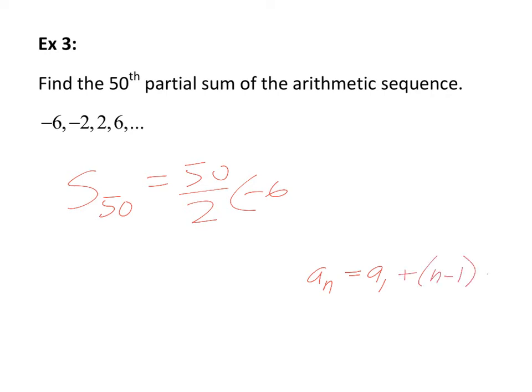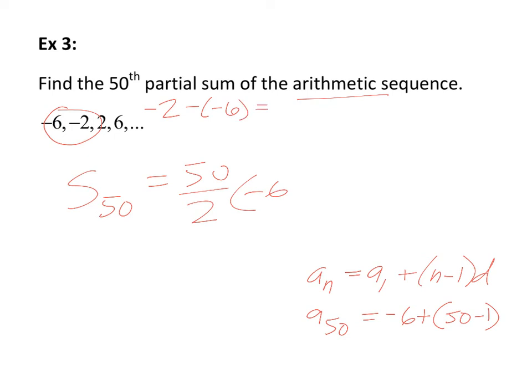All right, from the last lesson. So I need to figure out what the 50th term is. The first term is negative 6. N is 50. And d is, I don't know. What is d? Well, all I have to do is go over here, because I know it's an arithmetic sequence, and just say negative 2 minus negative 6. That gives me negative 2 plus 6, which is 4. That's my d. That's my common difference. So my d is 4.